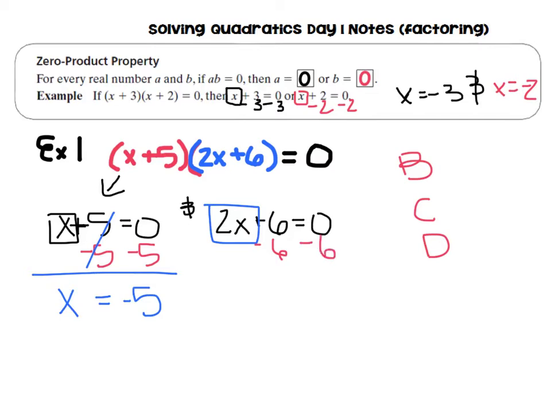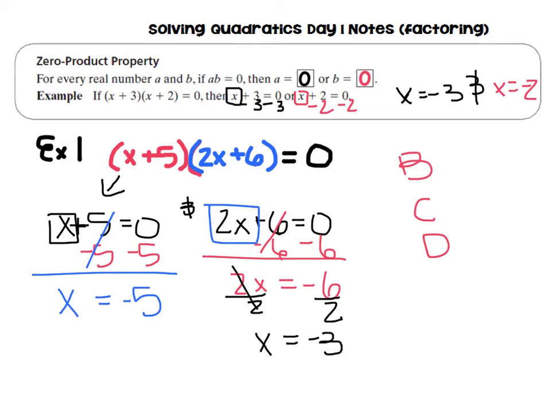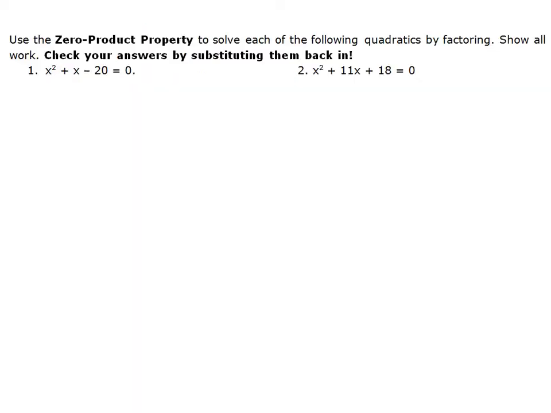Next one, same concept. Subtract 6, bring down the 2x, equals negative 6. Last step, D for divide by the number inside your box. x equals negative 3. So that's basically what we're talking about today.